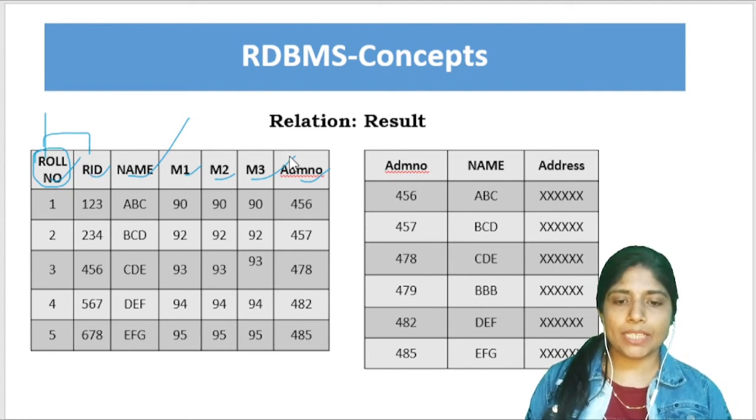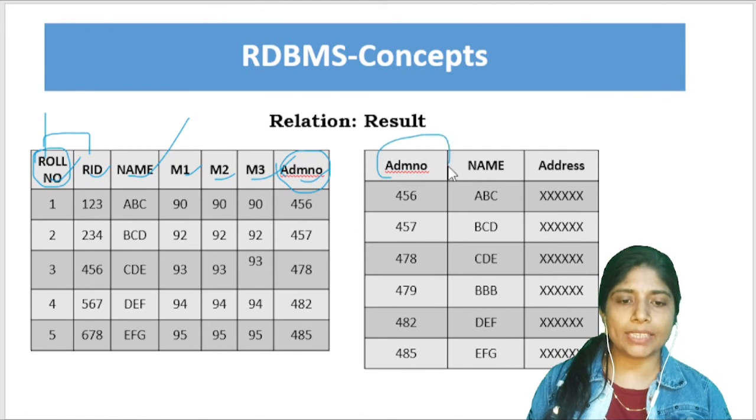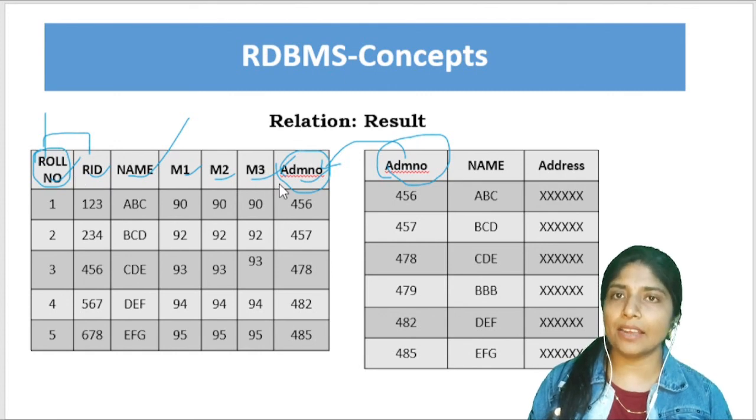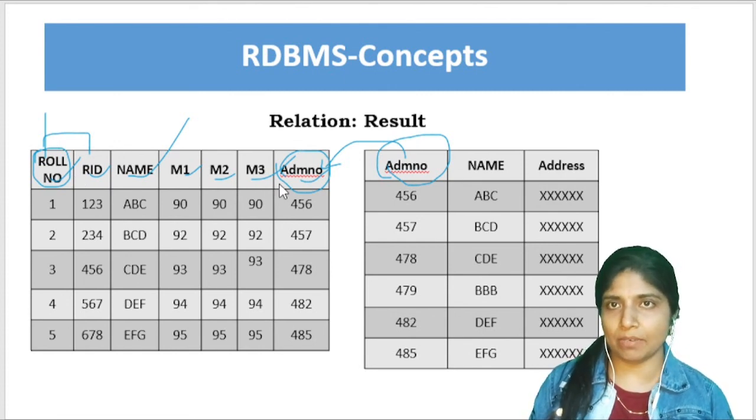Now here you can see ADMNO is not required in this table. This is used to connect these two tables together. So ADMNO is a reference of the second table to the relation result. So this is called foreign key. The ADMNO in the relation result is a foreign key to this table.